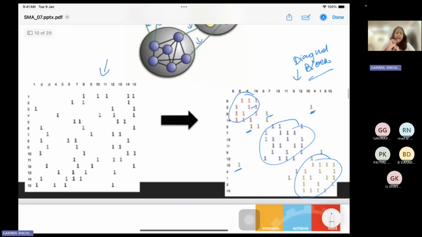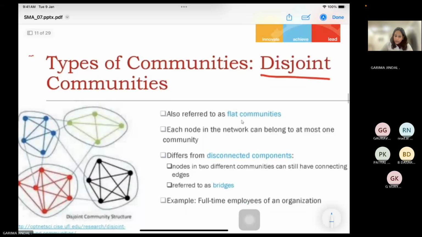Okay, so right now you might be thinking that maybe this is not that difficult a problem, because what we need to do is only shuffle these rows and form these clusters in the network. But imagine you have millions of nodes. In that particular case, this problem becomes really difficult, and there is a need for certain algorithms that can help me identify the groups in the network.